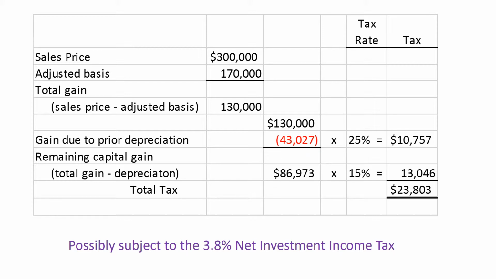You can't avoid this result by failing to take depreciation deductions each year. The IRS will treat you as if you had taken the depreciation and reduce your adjusted basis accordingly. Thus, you'll end up paying tax on depreciation deductions you never claimed.